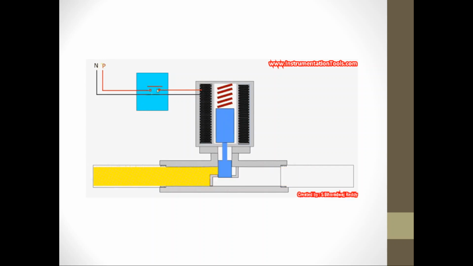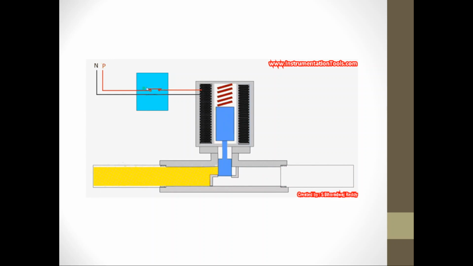We will now explore how to use the FluidSIM software to build and simulate an electro-pneumatic system. We'll be using the single acting cylinder together with the corresponding solenoid valve.